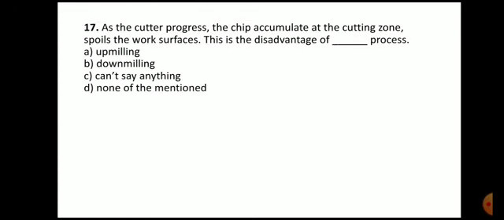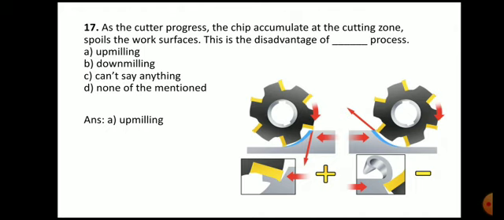Next question. As the cutter progresses, the chip accumulates at the cutting zone and spoils the workpiece. This is the disadvantage of the process. That is upmilling, downmilling, can't say anything, none of the mention. Now this is upmilling. Okay, so this is upmilling. Now what happens? We are removing the chips. Okay, now this cutter is moving in this direction, workpiece is moving in this direction.